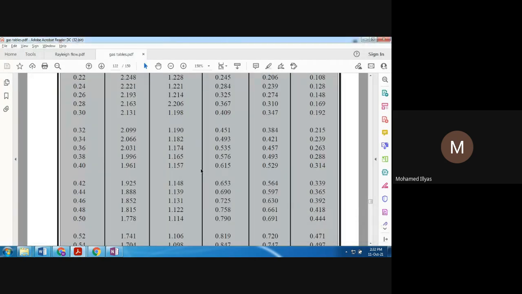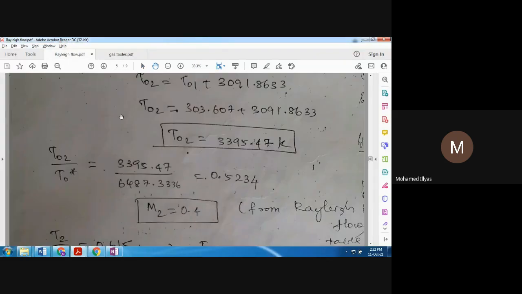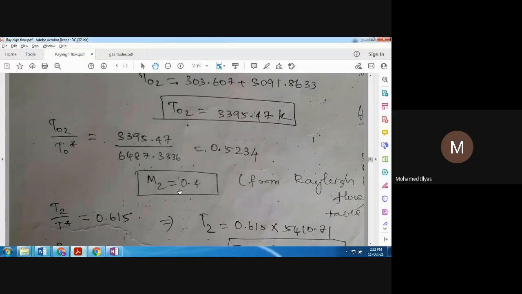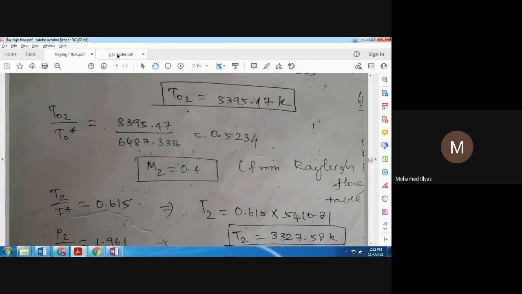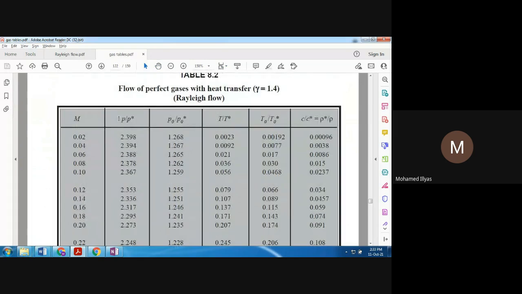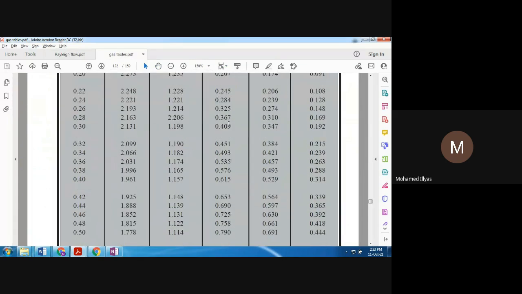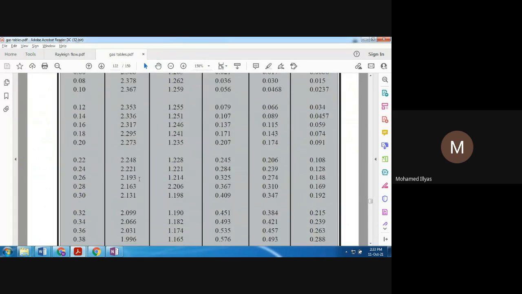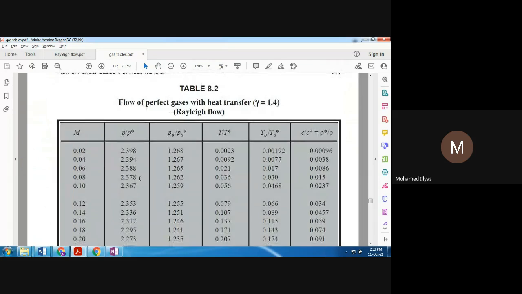Here we will take 0.4, which is 0.52. For 0.529, we have 0.4 here. So we'll take M2 as 0.4 here. Let us take the rest of the ratios also. So let us take this T naught, P star and T star. So first one and second one and fourth one.